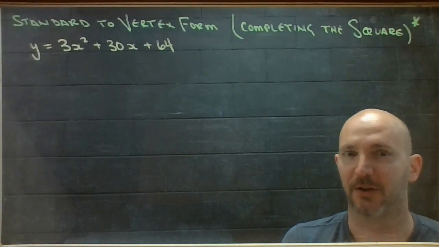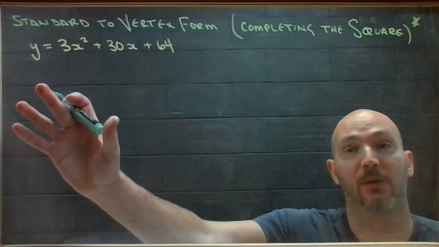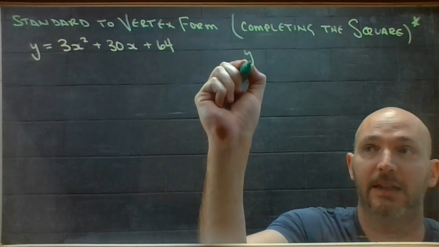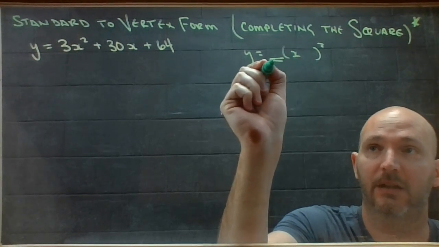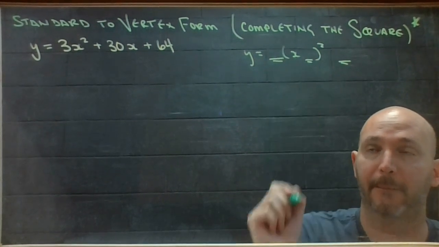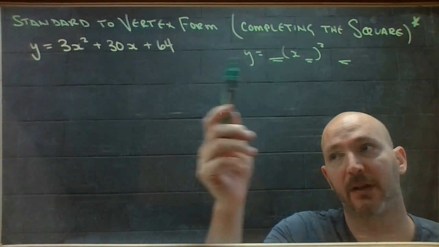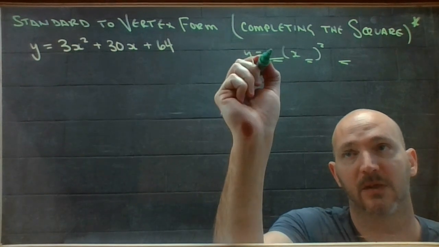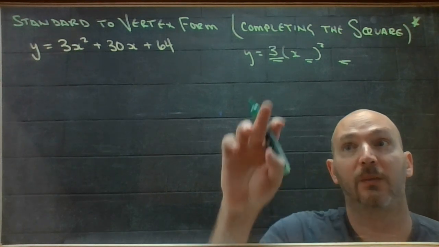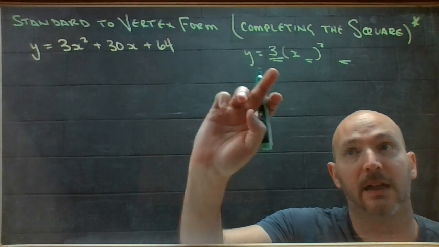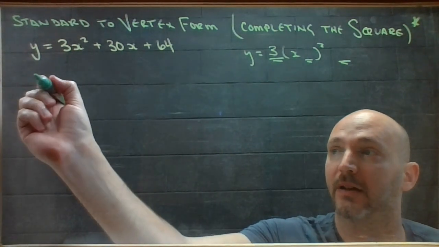Okay, prepare yourself. So I have a standard form. I need it to look like this, with a number here, a number here, and a number there. This number is easy. That number up front is always the number up front here. So I'm going to get that one for free. So to make this look like that, I'm going to have to factor a 3 out of this step. So here I go.